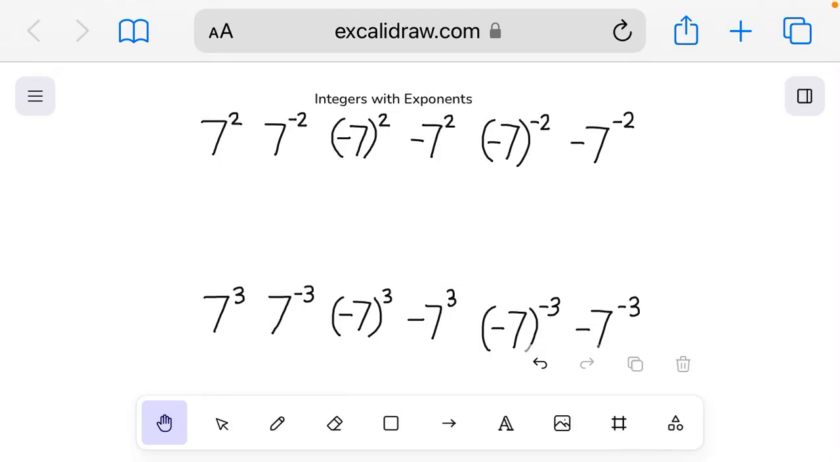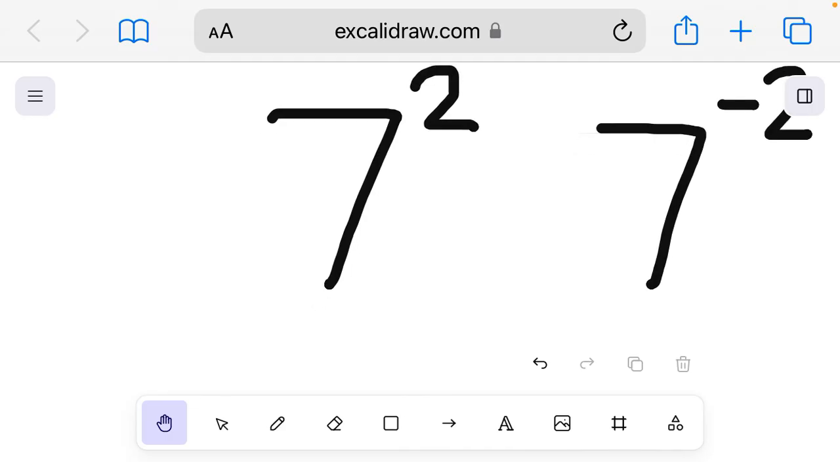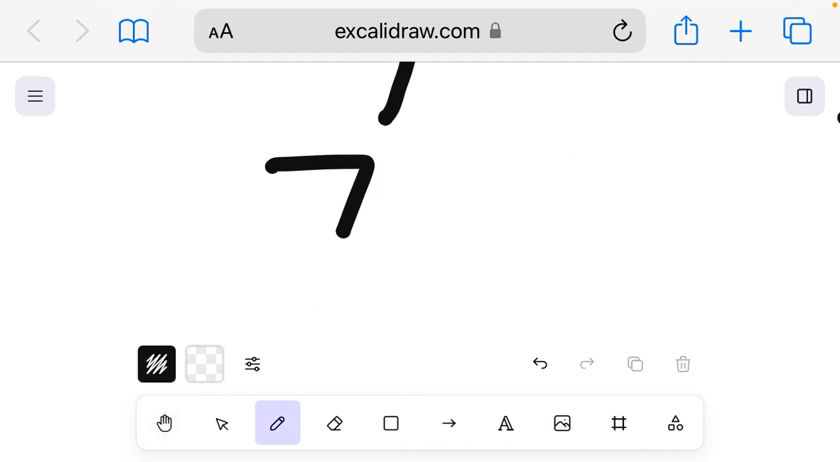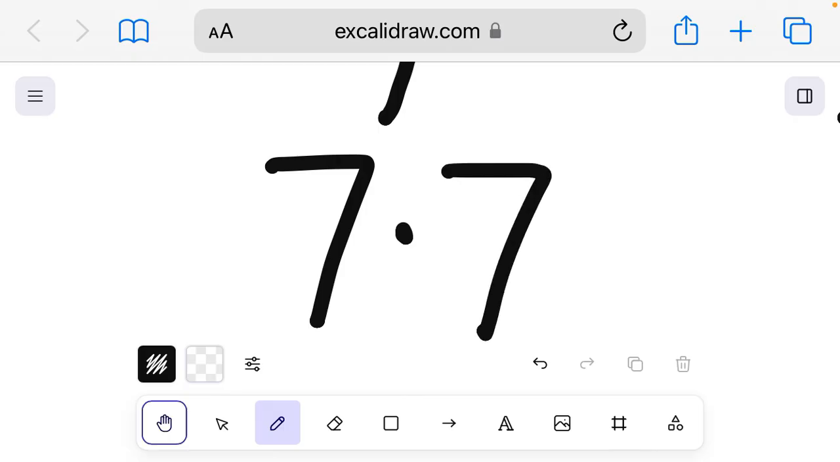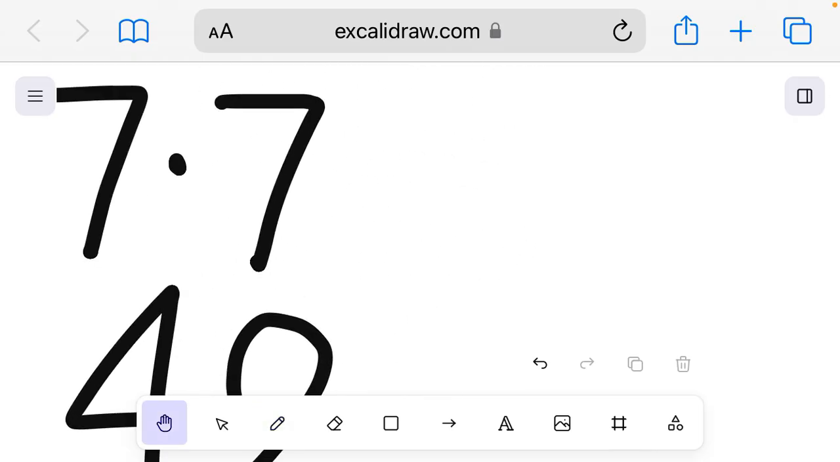Hello, I'll show you how to do integers with exponents. So let's get started. First, we have 7 squared. 7 squared, you know what it is. 7 times 7, which is 49. Now, let's move on to the second problem.